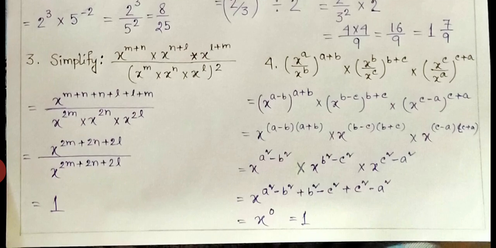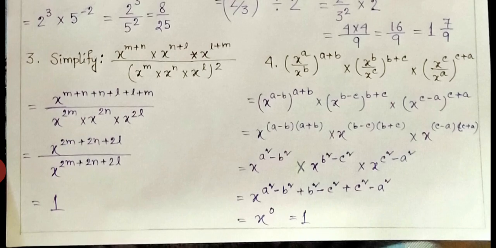Coming to the fourth example, (x to the power a by x to the power b) whole to the power a plus b into (x to the power b by x to the power c) whole to the power b plus c into (x to the power c by x to the power a) whole to the power c plus a. Now x to the power a by x to the power b is equal to x to the power a minus b, as the bases are the same and this is in division.